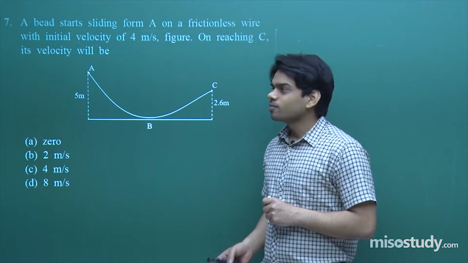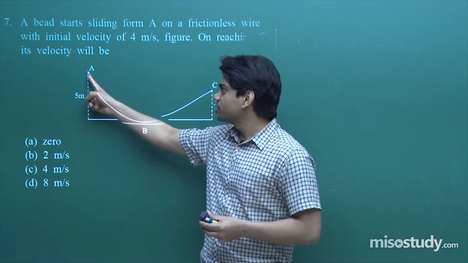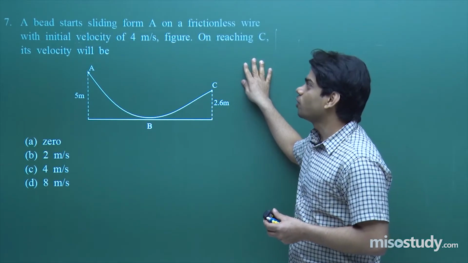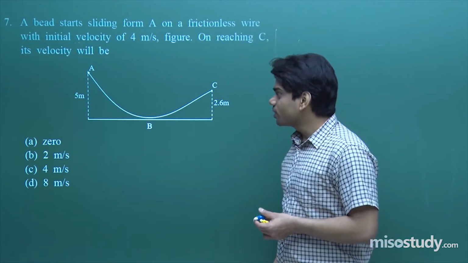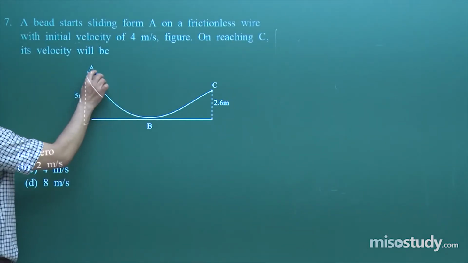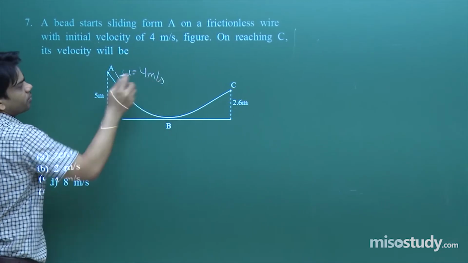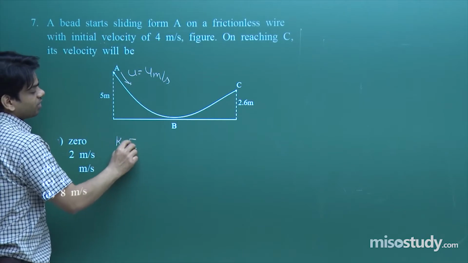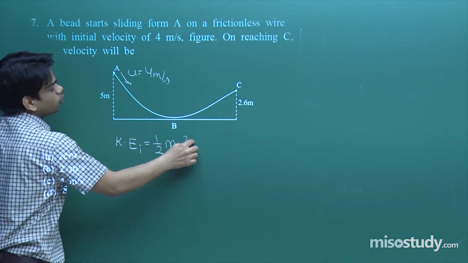Question number 7. A bead starts sliding from A, you can say here it starts sliding on a frictionless wire with an initial velocity of 4 meter per second. So there's a bead, it has an initial velocity that is 4 meter per second. Let me mark here the initial velocity as 4 meter per second, with which it starts sliding. So if the bead is having initial velocity, we can say that it will have some initial kinetic energy, that will be half m u square.